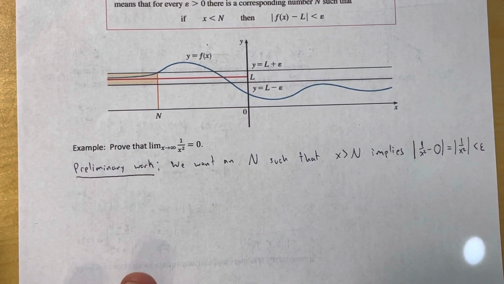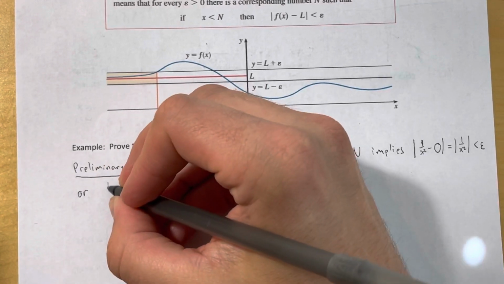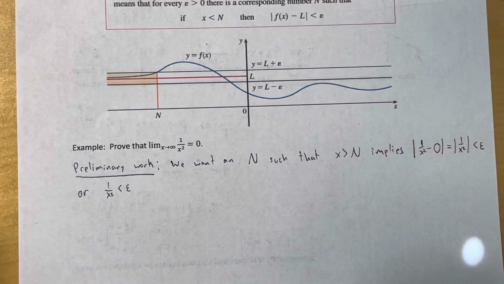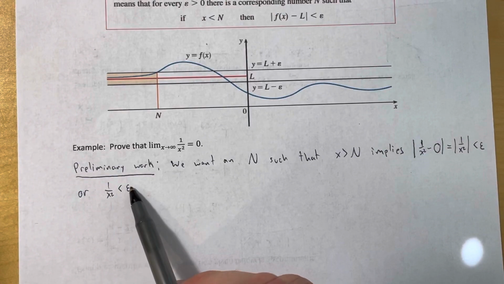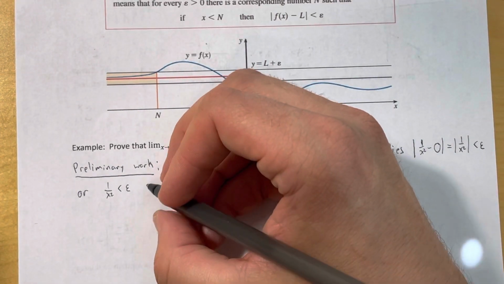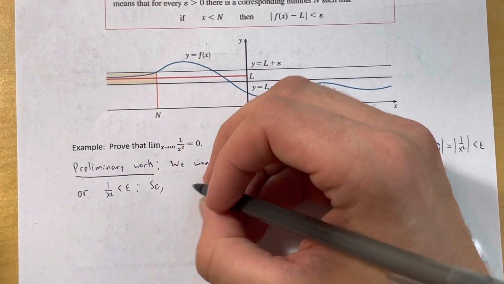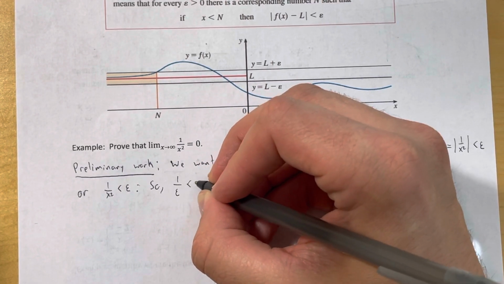But x squared is already positive, so the absolute value here is kind of unnecessary. I could say just 1 over x squared is less than epsilon. I don't need that absolute value if I know that it's going to be positive anyways. If I were to multiply both sides by x squared and divide both sides by epsilon, since both of those quantities are already positive, so that's the same thing as this. 1 over epsilon is less than x squared.